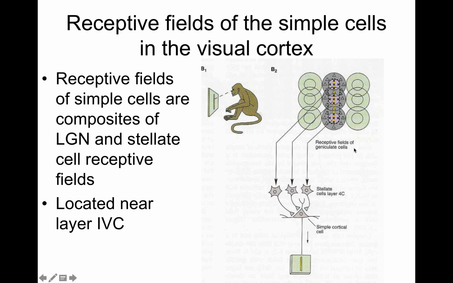Within the LGN, meaning the thalamus, we have this concentric circle kind of organization that we saw with the receptive fields of the bipolar cells and ganglion cells. So this has been passed on from the bipolar cells, to the ganglion cells, to the LGN, and now all the way up to the visual cortex.